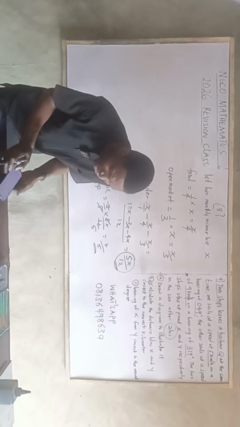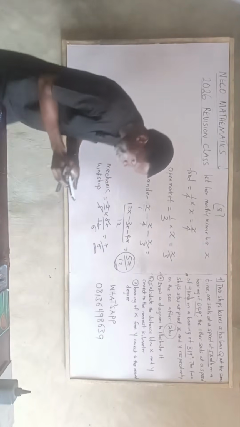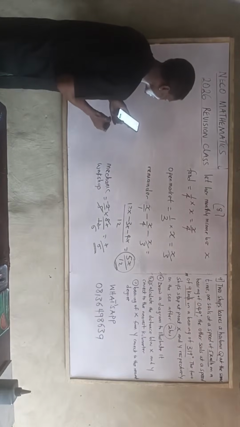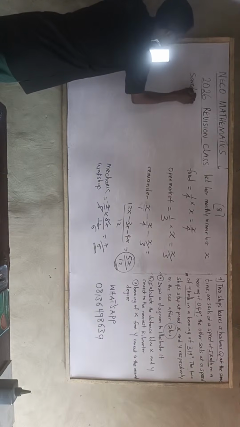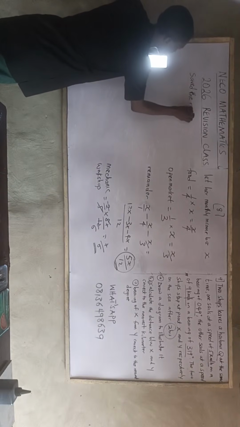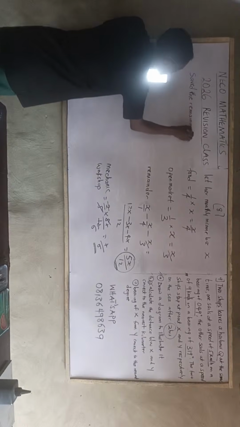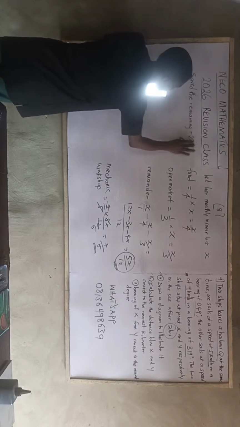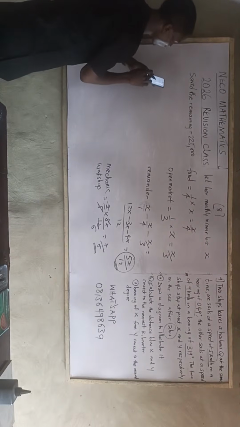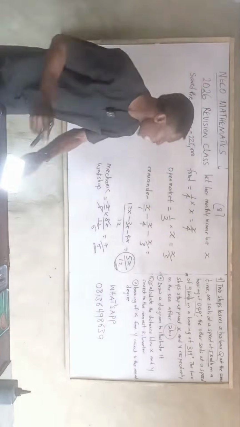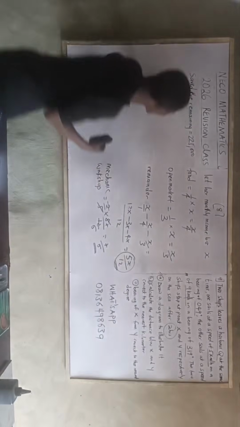Now, she saved the rest, the remaining 225,000, then find our monthly income. How do you go about it?